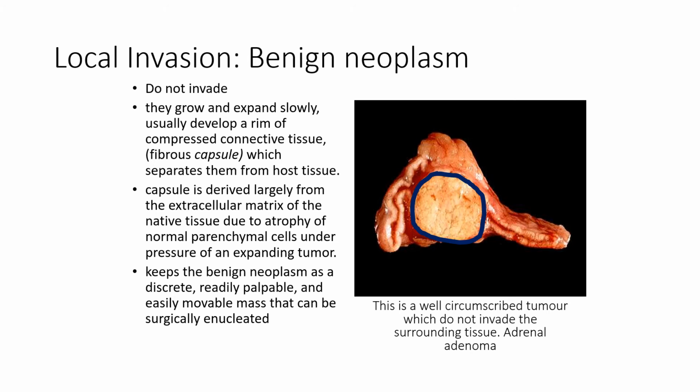Benign neoplasms do not invade. They grow and expand slowly with a rim of fibrous capsule that separates them from the host tissue. So this is an adrenal gland, and you can see that in the center, it has a tumor. It is very round, also described as well circumscribed. They do not invade into the surrounding tissue. The capsule is derived largely from the extracellular matrix of the native tissue due to atrophy of the normal parenchymal cells.